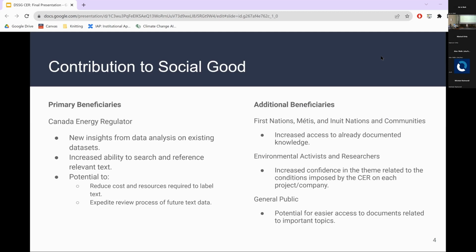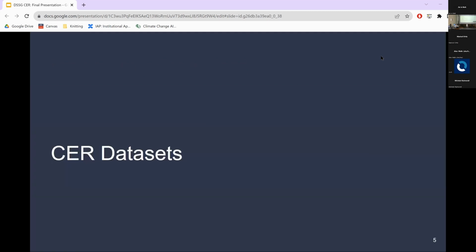But the general public could also benefit from this project, specifically First Nations, Métis, and Inuit nations and communities. Some of their knowledge has been captured by the CER, and it's hard to reach for them, and so it's very important to be able to give this knowledge back. However, there are specific stakeholders like industry or NGOs that might benefit also from having access to specific types of documents going forward. And so those are some of the implications.